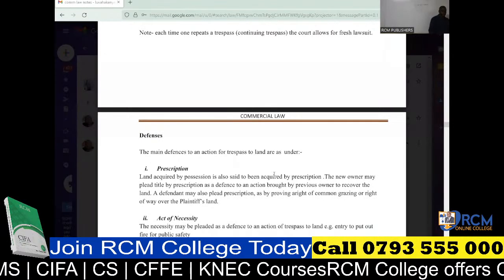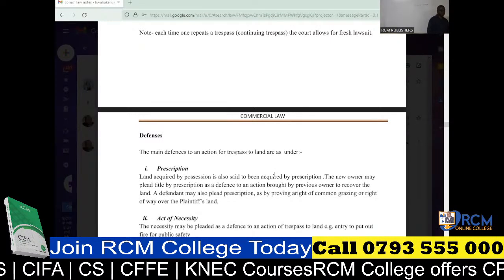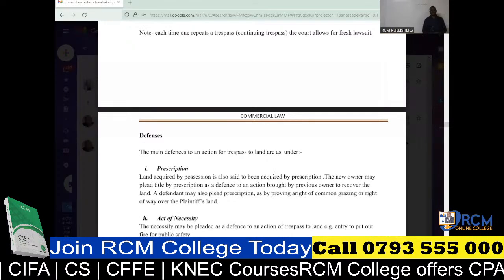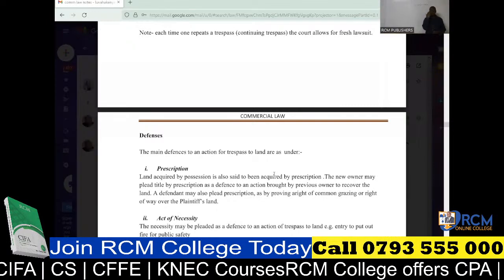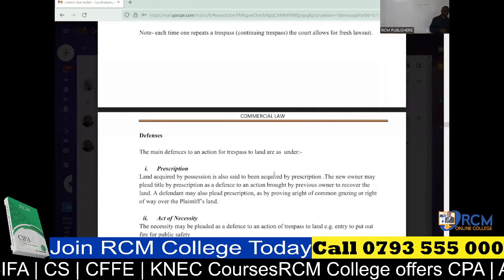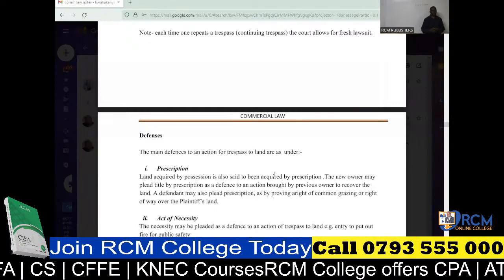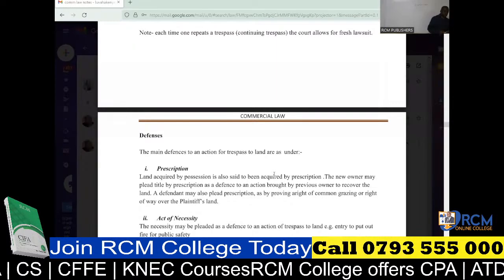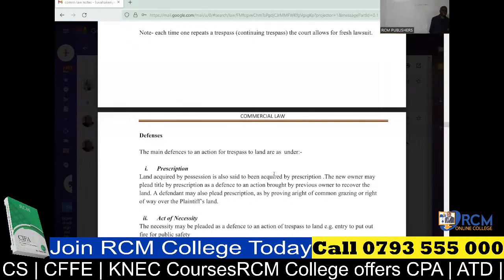Then act of necessity. It could be out of necessity. Maybe there is a disaster in your neighbor's property, so you trespass so that you can assist or save the situation. There's a disaster of fire. Probably your neighbors will come to your land so that they can assist you to put out the fire. You can't accuse them of trespass with regard to land. So they can plead that as a defense.